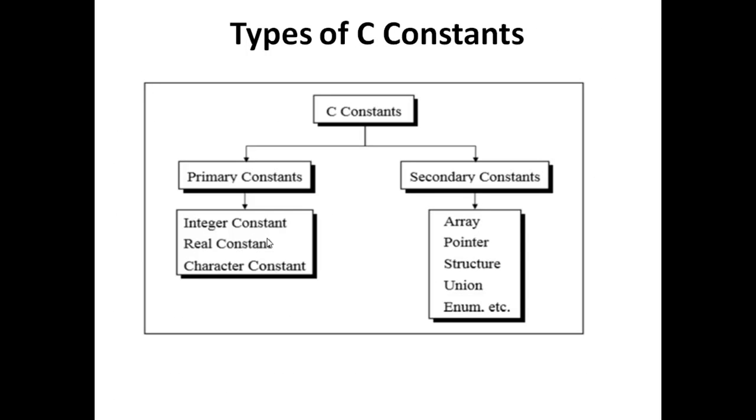So we have two types of constants. One is the primary constants and the other is secondary constants. So here we are more concerned about the primary constants. So first, let us see what the primary constants are, in which we have integer constant, real constant, and character constant. In the secondary constants, we have array, pointer, structure, union, and enumeration.